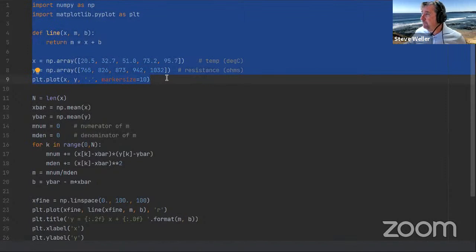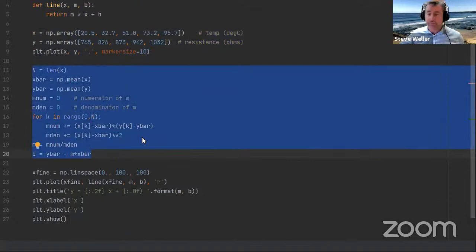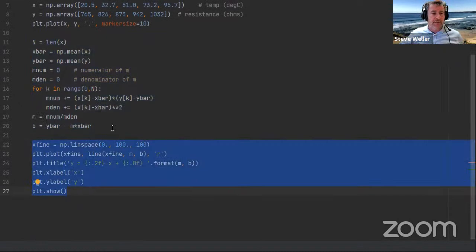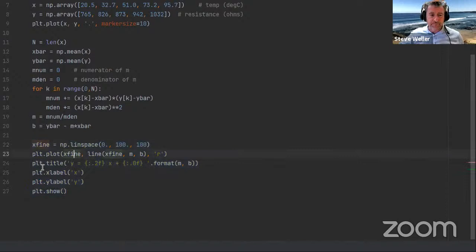Lines 11 through to 20 are the do-it-yourself line fit. And from thereafter, it's just plot commands: plotting the red line of best fit, displaying the results in the title, and putting some labels on. So most of the computational action for this code is in lines 11 through to 20.